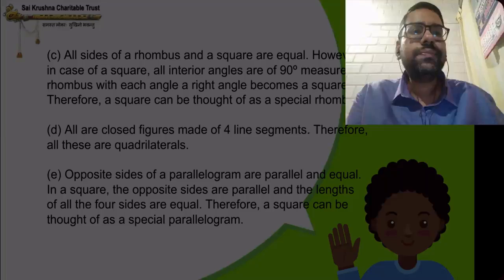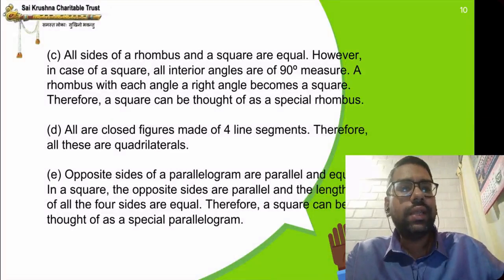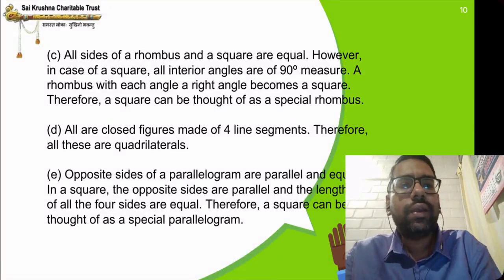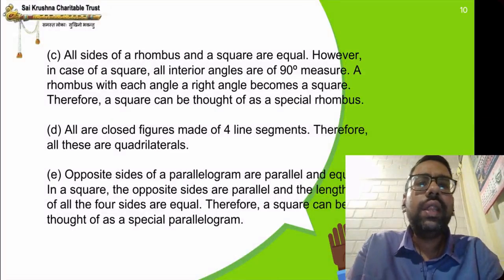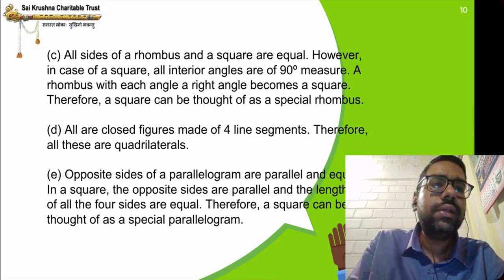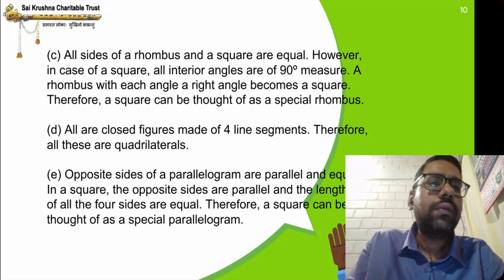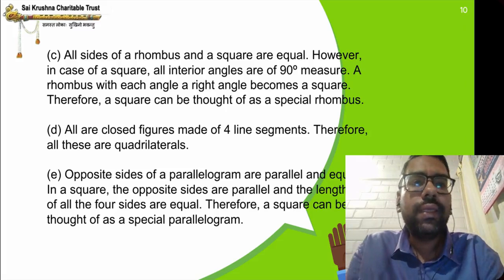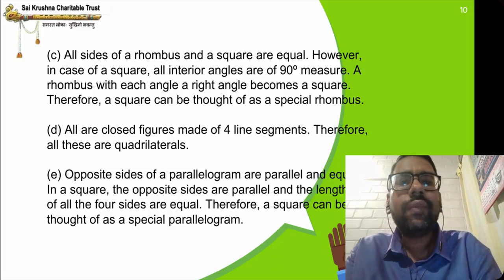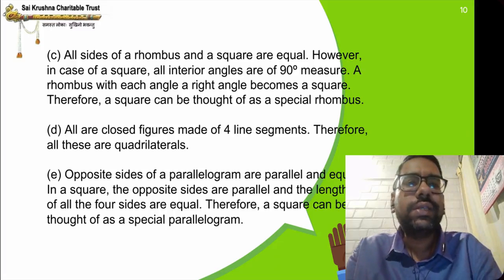C. Question C answer. All sides of a rhombus and a square are equal. Correct. You observe the figure now. All sides of a rhombus and a square both are equal. However, in a square, all interior angles are of 90 degree measure. So in a square, interior angles are of what degree? 90 degrees. A rhombus with each angle at a right angle becomes a square. Therefore, a square can be thought of as a special rhombus.